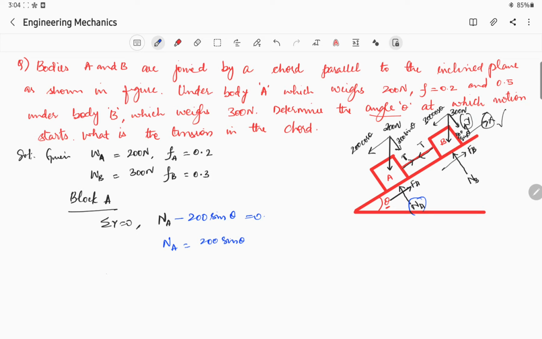Next we have F is equal to mu N. Since we are calculating at A, FA, NA. So that implies frictional force at A, FA is equal to mu NA. What is NA we got?